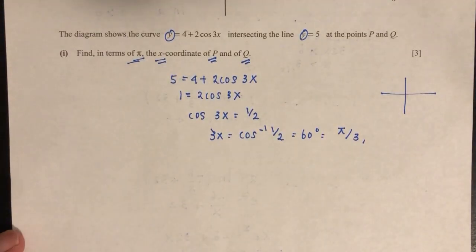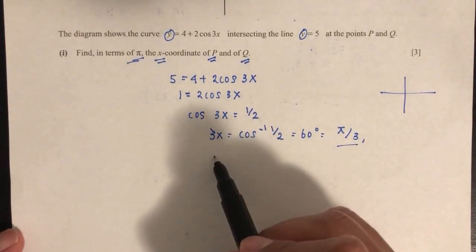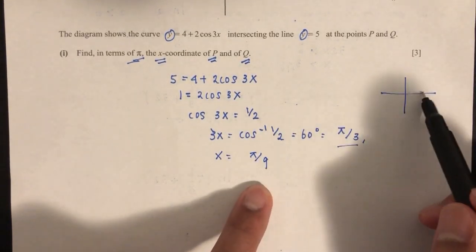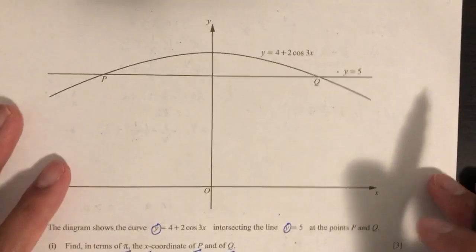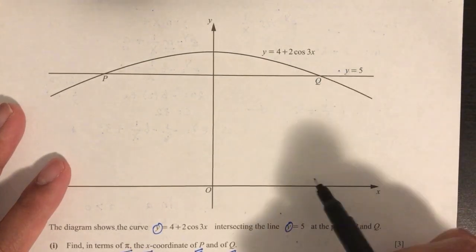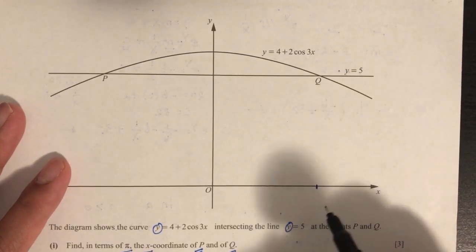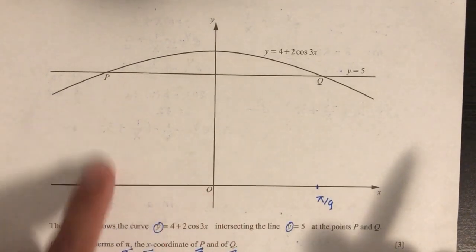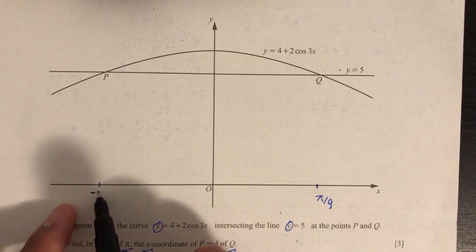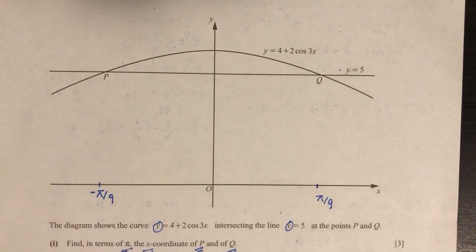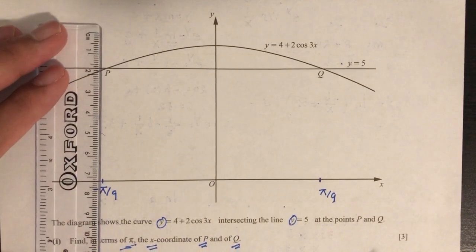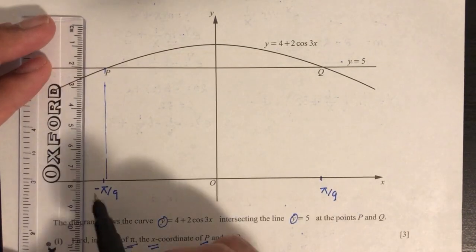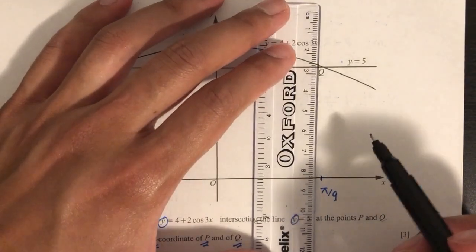Since the point is on the first quadrant, this will be enough. So x is equal to pi divided by 9. So this will be on the positive quadrant. That will be here, for which the x is here, which is pi by 9. So by reflection, this will be minus pi by 9. I hope this makes sense. So we can join these 2 points, and this is here, and this will be on this side.